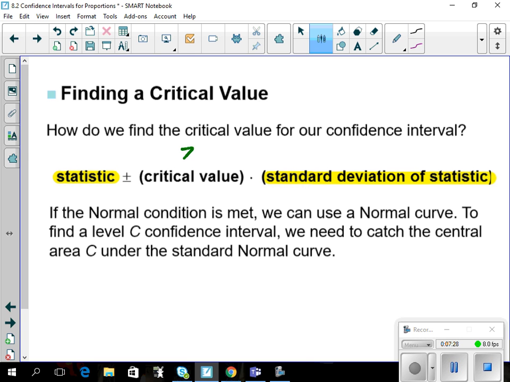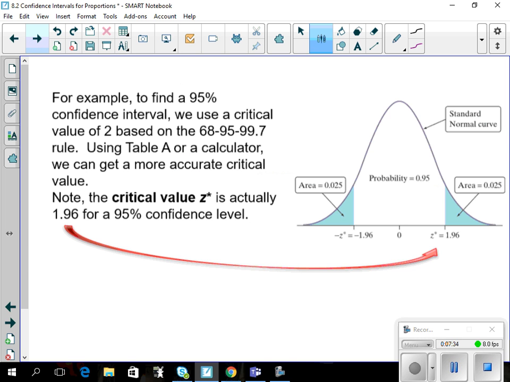I'm just going to write that here. And that's the normal curve, which we know. So to find a 95% confidence interval, we use a critical value of 2. That's what we did before. I want us to actually figure out what it really would be. So take a second, and you might want to write this down to help you figure out what the z-star should be for 90%, okay? And then we'll go ahead and graph these.